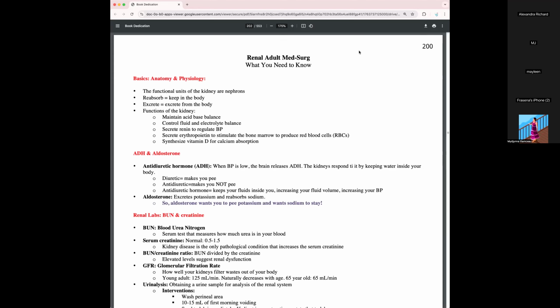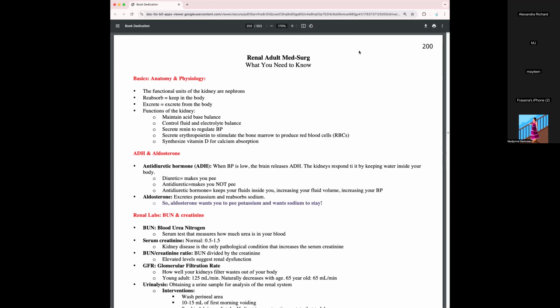Also, make sure you know that to reabsorb means the kidneys are keeping something in the body. So, for example, if the kidneys are reabsorbing sodium, they are keeping sodium in. If the kidneys excrete something, they are removing it from the body. So if the kidneys are excreting potassium, the potassium is leaving the body.